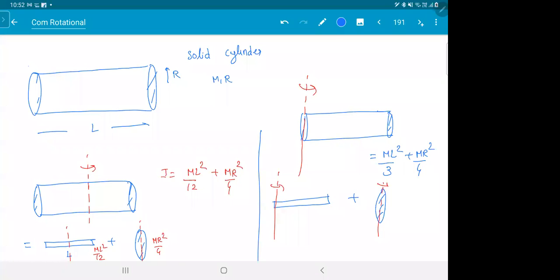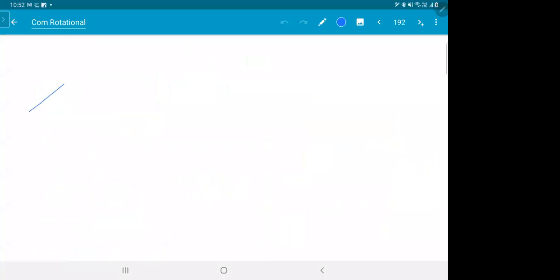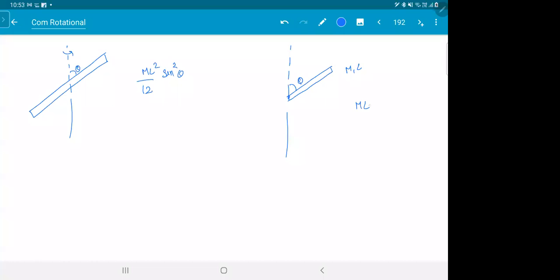Next thing, another shape. Now, if you remember this rod one, this was ml square by 12 sine square theta. The same thing if you have done like this, not the full rod, we took only half rod, meaning length l at angle theta about the edge. It would be ml square by 3 sine square theta. So whenever you do about the edge, it becomes 3. About the center, it becomes 12. But the rod mass is still m and l. It's not exactly, it's the half of the length, but mass is still same.